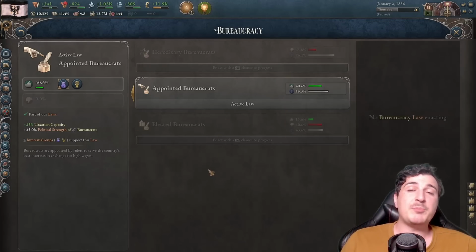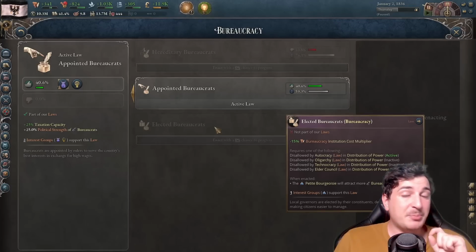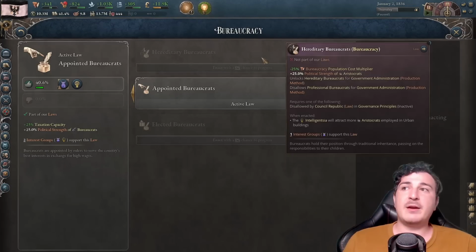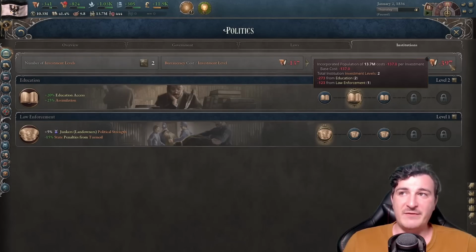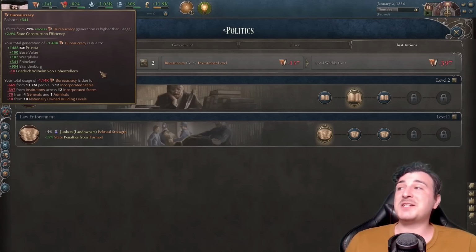If you are struggling with bureaucracy, it's better to go for elected bureaucrats, which offers 15% bureaucracy institution cost modifier. What does that mean? In the early phase of the campaign, you're not going to have many institutions. So we have only 3 levels of institutions here, 2 levels in education, 1 level in law enforcement. So it costs us roughly what, 397. Right now our bureaucratic costs are as following: 1,100 bureaucratic costs, 669 of that from the 13 million population that we have, and 300 from the institutions.